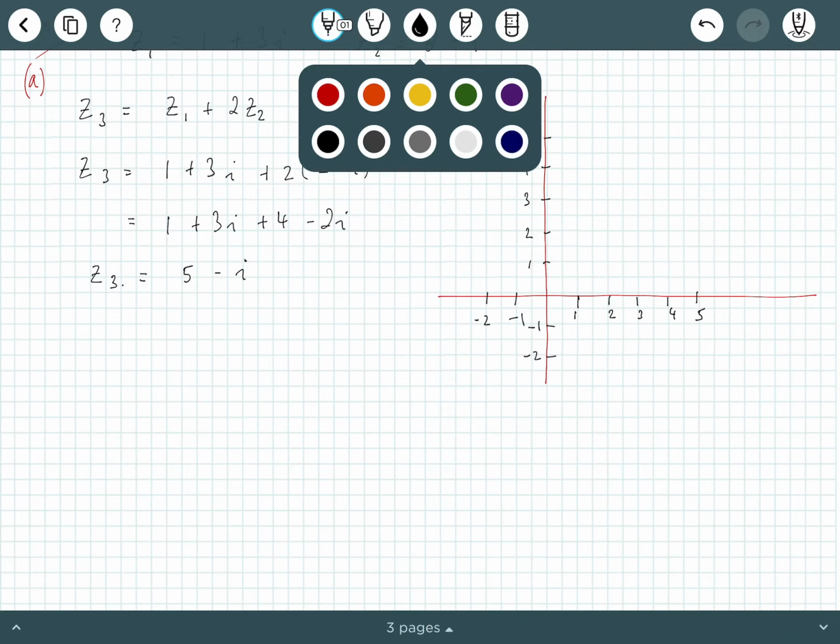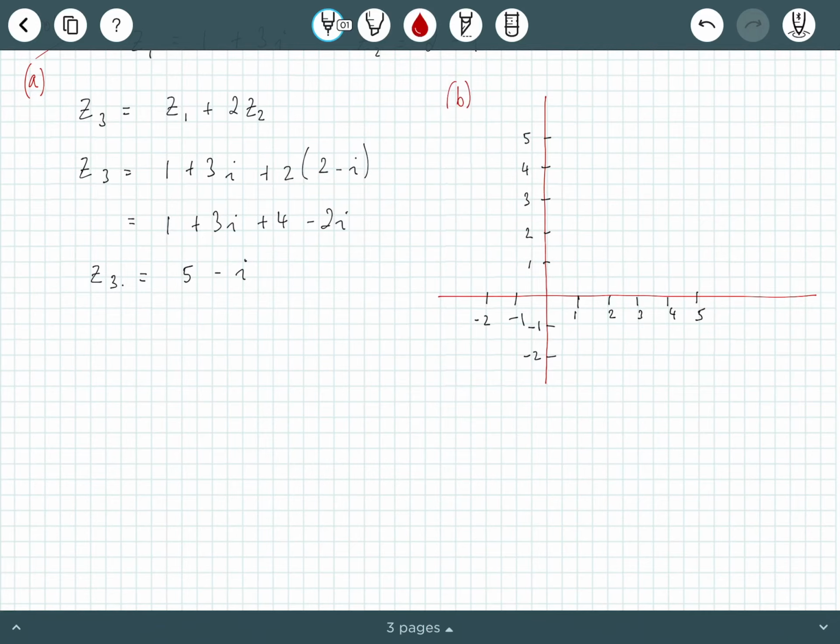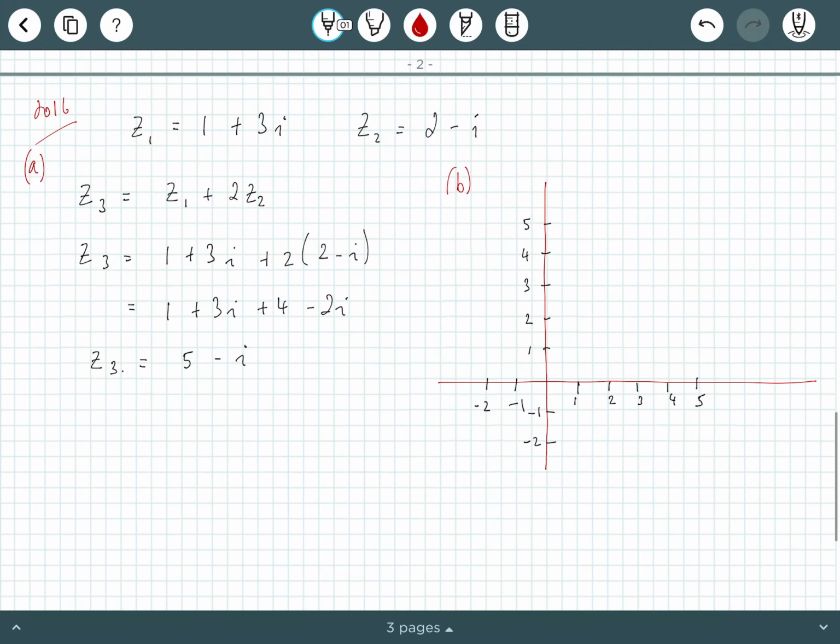Okay, so Z1 is 1 plus 3i, so it's 1 and 3i here. Remember, this is your imaginary, this is your real. And Z2 is 2 minus i, which is down here, so I should label these. So that's Z1, that's Z2, and 5 minus i is down here. Okay, and there you have it, Z3.